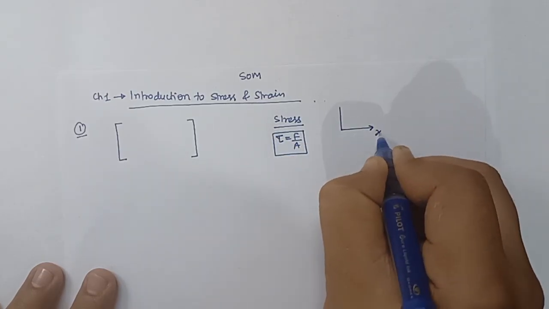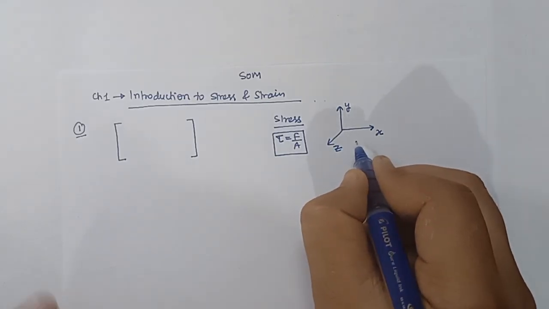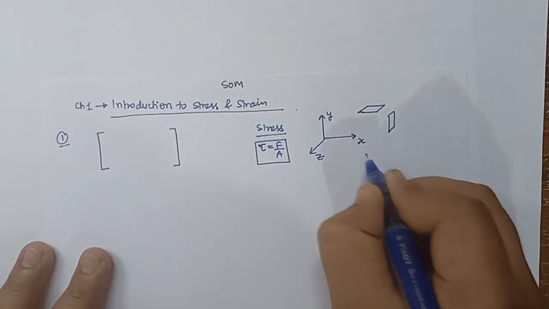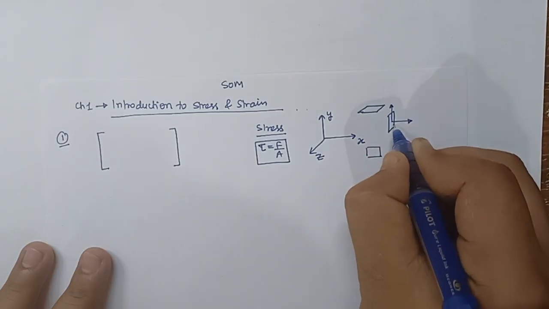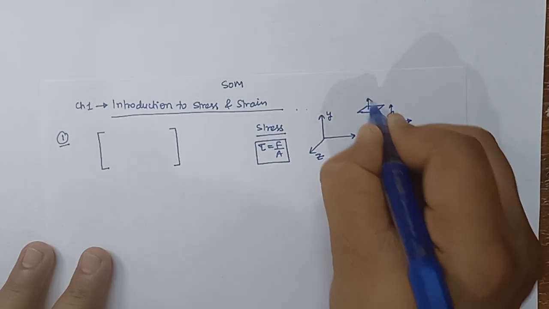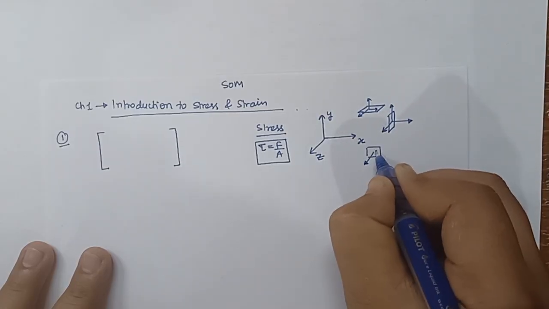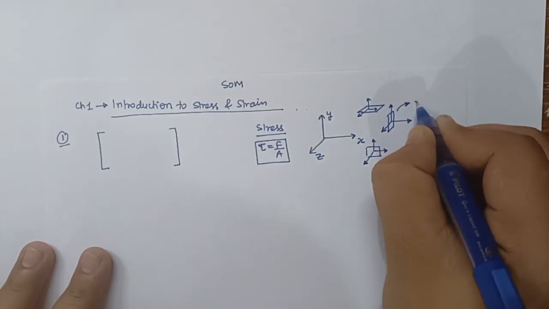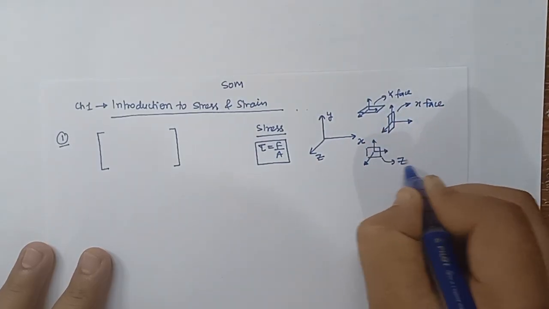If I talk about the axes, this is x-axis, this is y-axis, and this is z-axis. Depending on these three axes, we have different planes: an x plane, a y plane, and similarly a z plane. On the x plane we have three stresses, that is normal stress and two stresses which are parallel to the plane. Similarly here also I have three stresses, normal and two parallel. Similarly out of this page, and two stresses which are parallel to this plane. So this is x face, this is y face, and similarly this is z face.